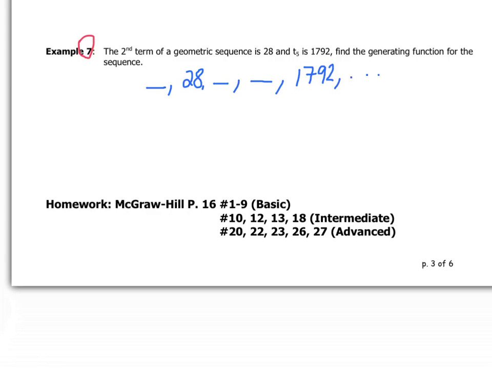Well, now just think about it. How did I get from term 2 to term 3? Well, I multiply by r. To get from term 3 to term 4, I multiply by r. From term 4 to term 5, hey, I multiply by r. In other words, if I take 28 and multiply it by r 3 times, I get 1792.